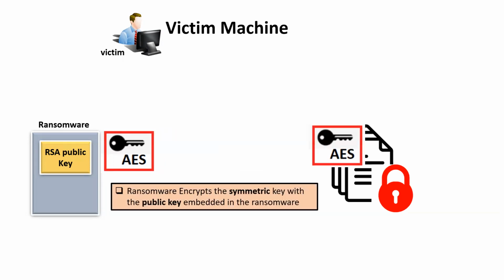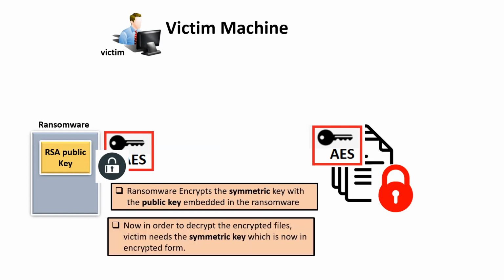After encrypting the files, the ransomware is going to encrypt the symmetric key with the public key, which is embedded in the ransomware. Now, the actual problem arises. Since the symmetric key, which is used to encrypt the files on the victim machine, is also now encrypted, in order to decrypt the files, you need to retrieve back this encrypted symmetric key.